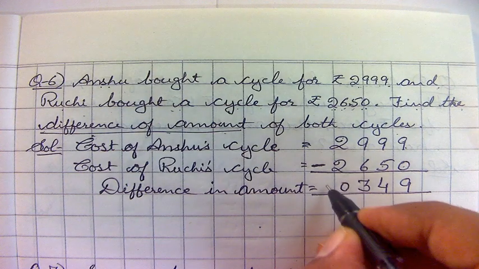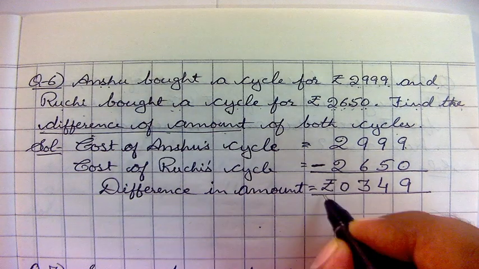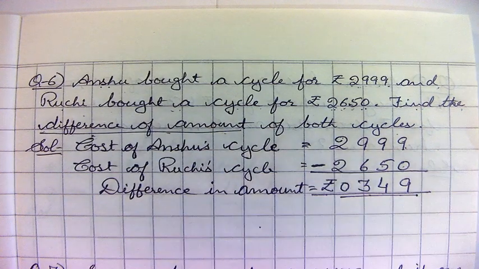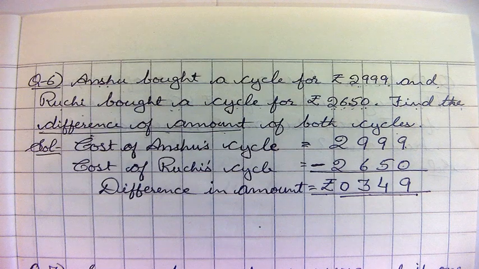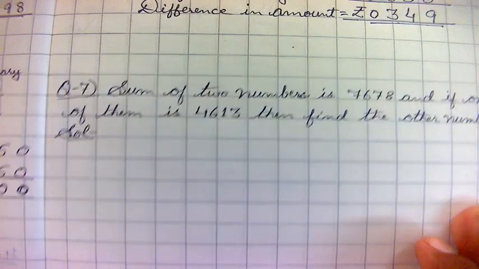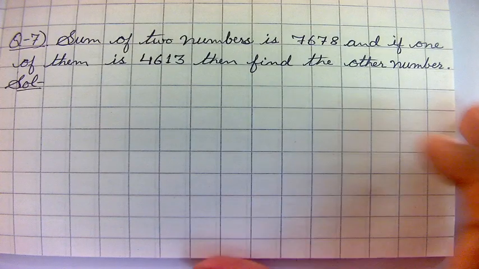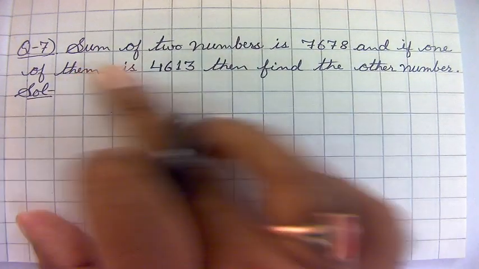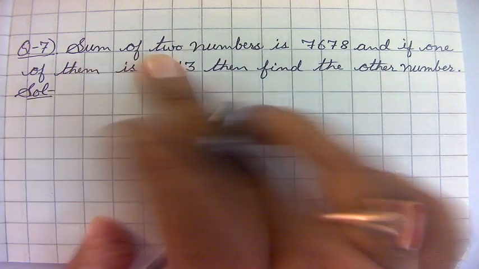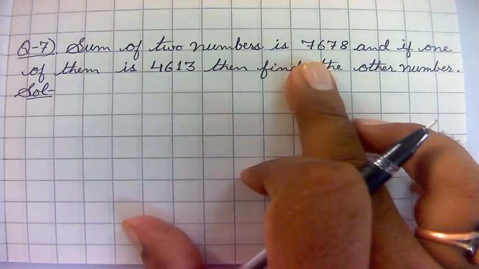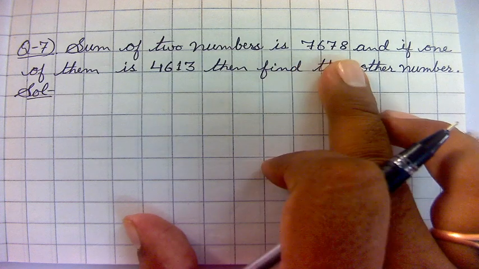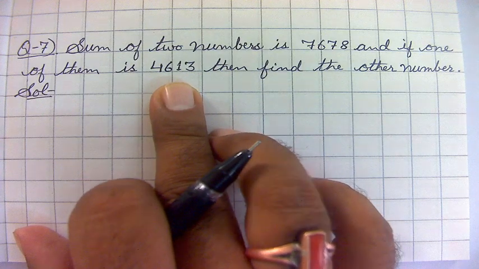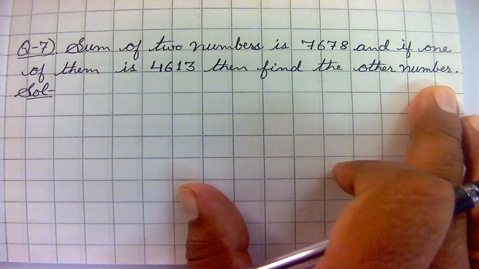So what is the difference in amount? Rupees 349. This is the difference in amount. Now let us move towards question number 7. Question number 7 says, find the sum of two numbers is 7,678 and if one of them is 4,613 then find the other number.